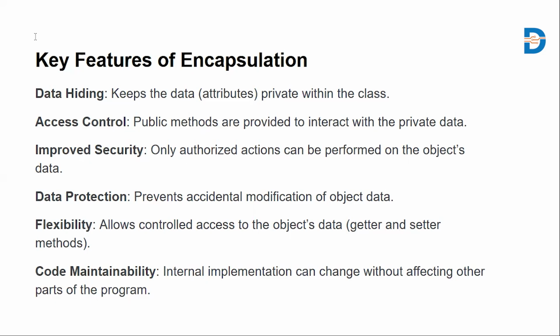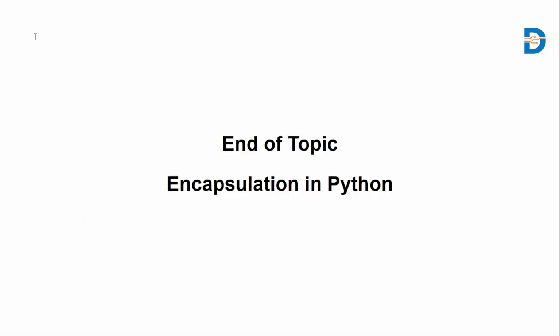Then we have code maintainability. The internal implementation can change without affecting the rest of the program. Other parts of the code interact only through well-defined interfaces. So these are the key features of encapsulation.